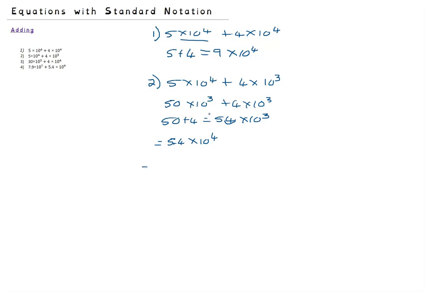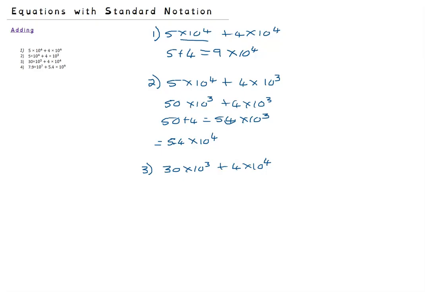Let's look at number 3. 3 says 30 times 10 to the power of 3 plus 4 times 10 to the power of 3. No, sorry, to the power of 4. Okay, now let's look at this equation. First of all, we have a number here that doesn't match the number of indices, so we can change one of these numbers to match. We can either change this one, or we can change this one. Doesn't matter, because the answer would be exactly the same.